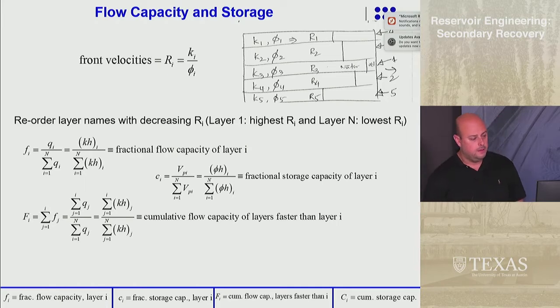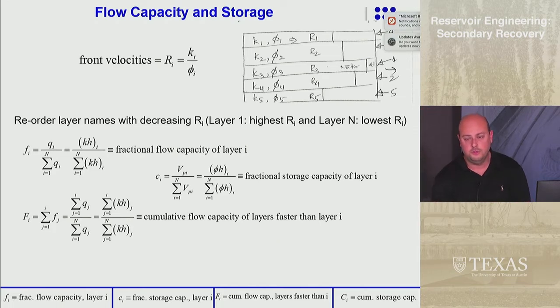Okay. Then we are going to define the cumulative flow capacity. All it really is, it's a cumulative flow capacity of layers faster than i. Let's see if I can try to explain that.